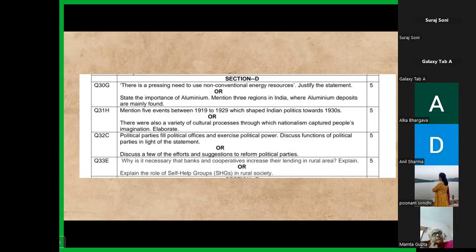Like if you have a look at question 31, mention 5 events between 1919 to 1929 which shaped Indian politics towards the 1930s. Now this question is very elaborative otherwise, but then we have asked the child for clear 5 points, right? So likewise, when you are preparing a question, the question should very specifically explain to the child what you are asking for. Thank you so much.